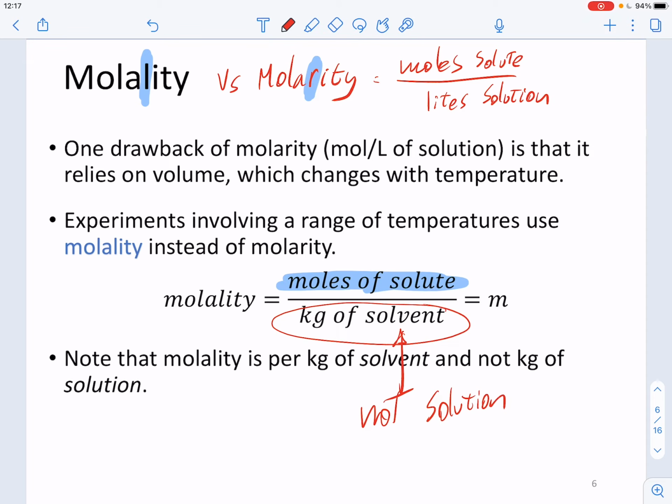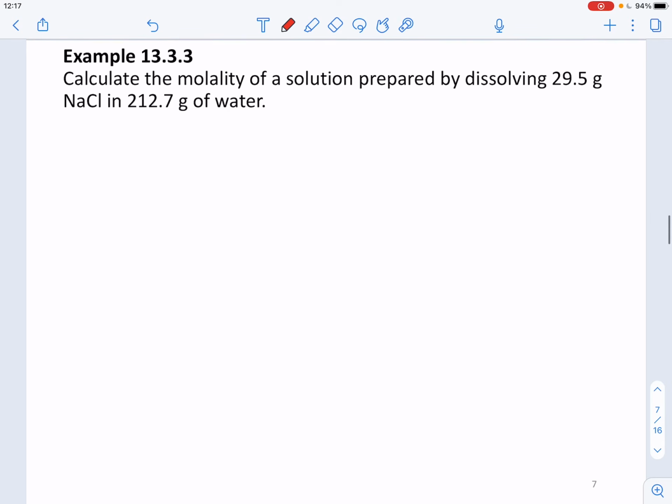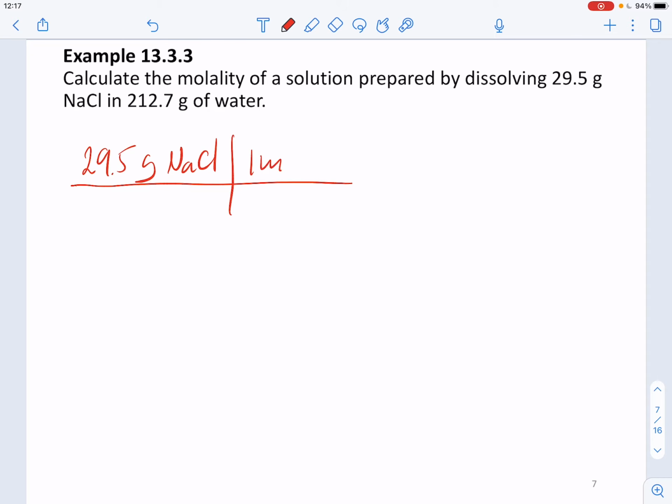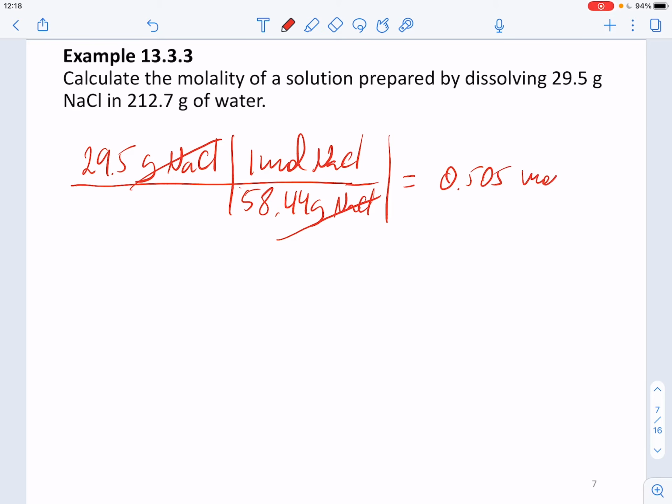Okay? With molality. Now, how do we use molality in a problem? This is rather simple. We have sodium chloride. We have 29.5 grams of sodium chloride. And we need moles, right? So we need to convert these to moles. 1 mole of sodium chloride is equal to 58.44 grams. Therefore, grams cancel with grams, and we obtain 0.505 moles of sodium chloride.